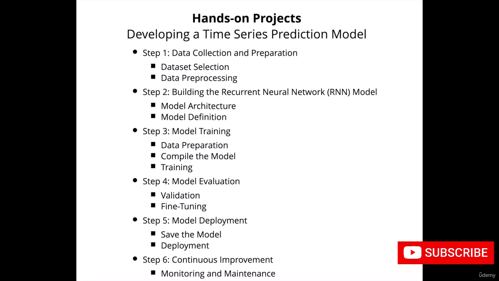Save the model, save the trained model, weights and architecture using TensorFlow's save function for future use. Next, to deployment. Deploy the time series prediction model using a suitable deployment strategy, such as deploying as a REST API using TensorFlow serving or Flask. Step 6 is continuous improvement. Monitoring and maintenance. Monitor the deployed model's performance in real-world scenarios and update it periodically with new data or fine-tuning to maintain accuracy and adapt to changes.